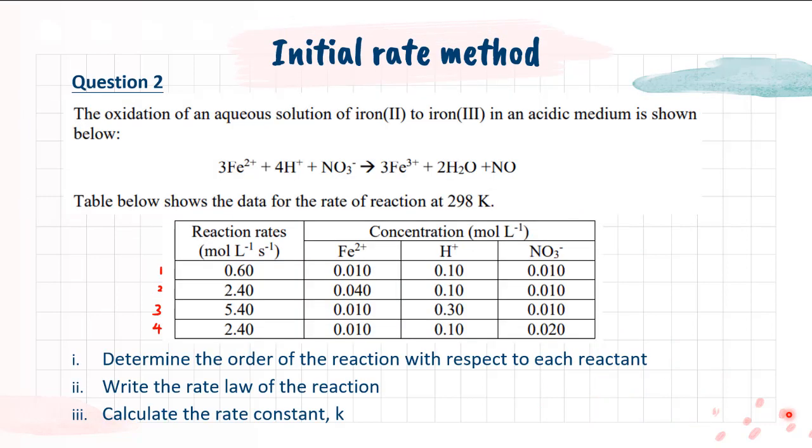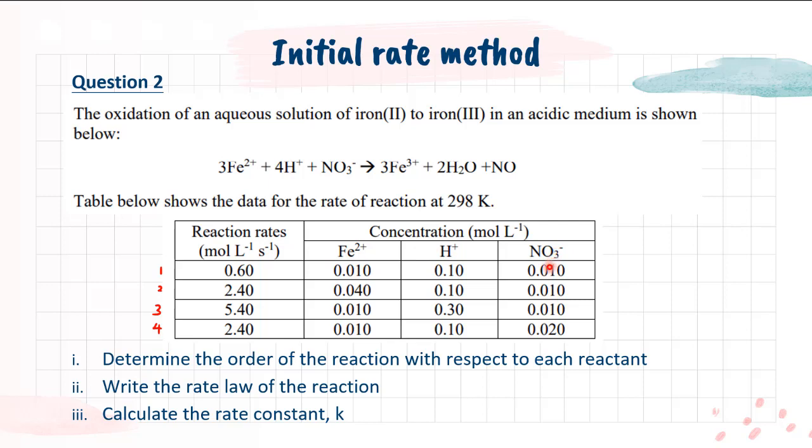Alright, so for second example question, the oxidation of an aqueous solution of iron 2 to iron 3 in an acidic medium is shown below. So given the equation over here, you can see we have three reactants. The table below shows the data for the rate of reactions at 298 Kelvin. So please label down this one as experiment set 1, 2, 3, 4. So we have reaction rate, okay, and then we have concentrations for Fe2 plus, H plus, and nitrate ion.